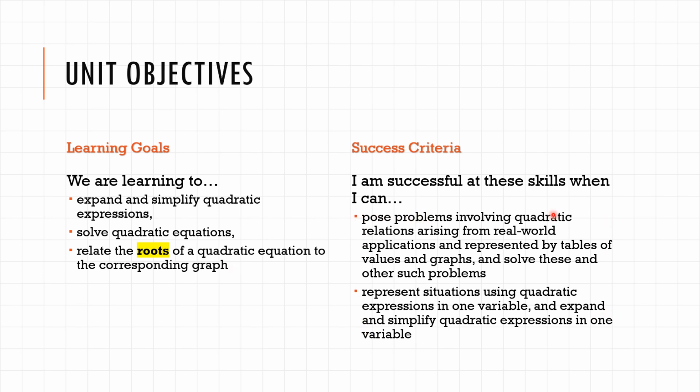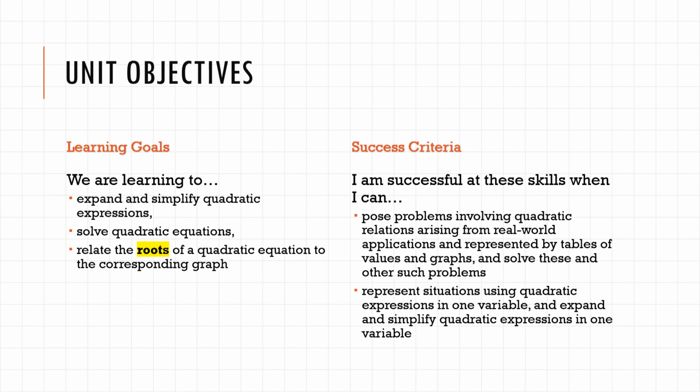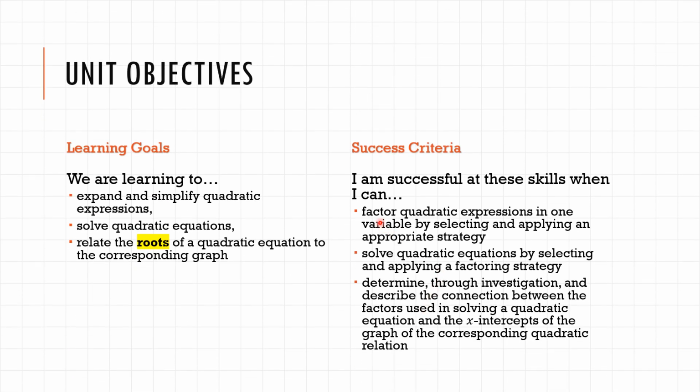You can pose a problem that involves quadratics that comes from real life and is given to you by tables of values and graphs, and then solve that problem. Or maybe you can represent a situation using a quadratic expression and then expand and simplify it. Hopefully you can also factor quadratics that have one variable by choosing the best strategy and then solve quadratics by applying a factoring strategy. Finally, did you figure out what is the connection between the factors used in solving a quadratic and the x-intercepts?